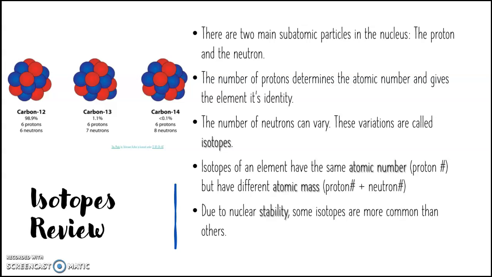So to review, first semester we looked at the atomic model. We learned about isotopes already, but let's review them just for this unit. The number of protons we know determines the element, but the number of neutrons can vary, and these variations are called isotopes. Due to nuclear stability, some isotopes are more common than others, such as carbon-12 is more common than carbon-13, and that's more common than carbon-14. Tongue twister there. The atomic mass is the average atomic mass of all the isotopes added together.